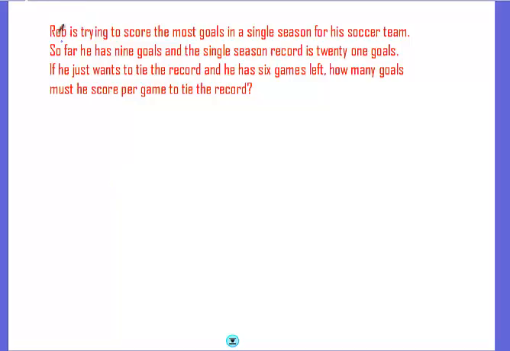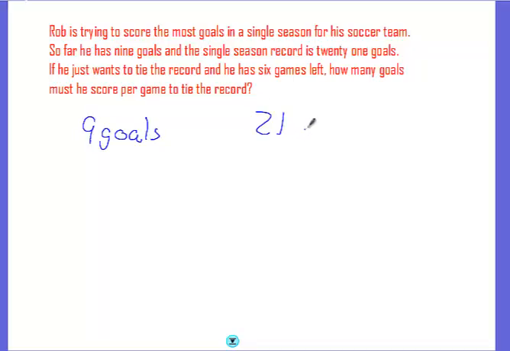So, we have a kid named Rob, and he's trying to score the most goals in a single season for his soccer team. So far, he has 9 goals, okay? And the record is 21 goals. This is the record, all right? Let's say he just wants to tie the record and he has 6 games left. How many goals must he score per game to tie the record?